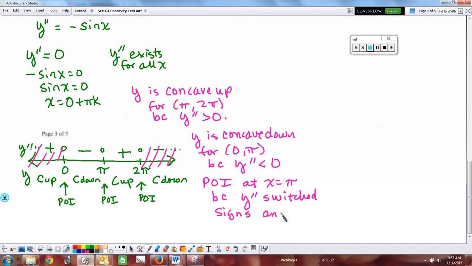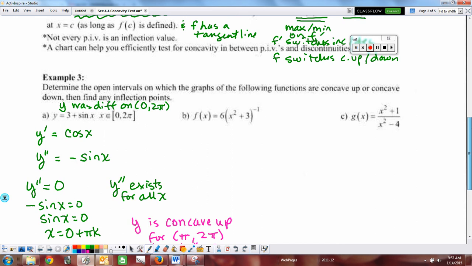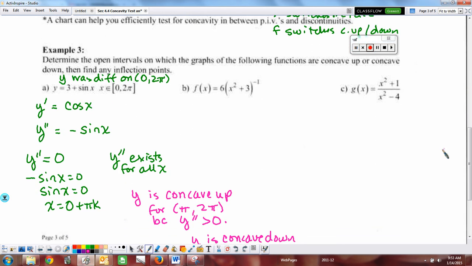signs and y exists for x equal to pi. Or if I had named it f of x, I could have said f of pi exists. Because we want to make sure that we had a point and it switched. All right, let's take a look at B.